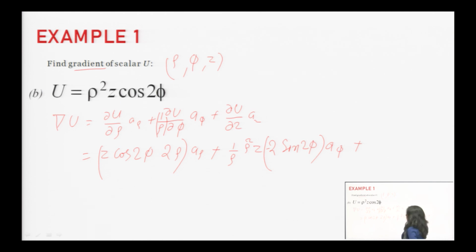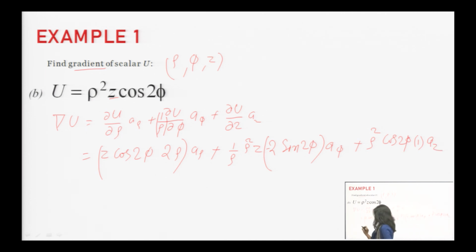Further, the differentiation of u with respect to z needs to be performed, as we are differentiating this scalar function u with respect to z, so all other quantities except z will act as constant. So we will write those as they are, that is rho square cos 2 phi, and the differentiation of z will be 1, and the unit vector is a z.